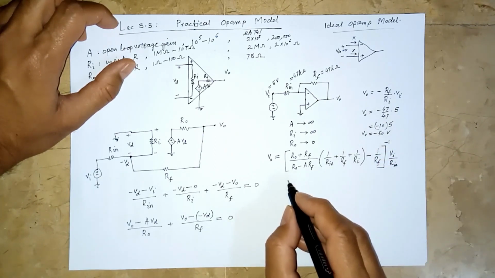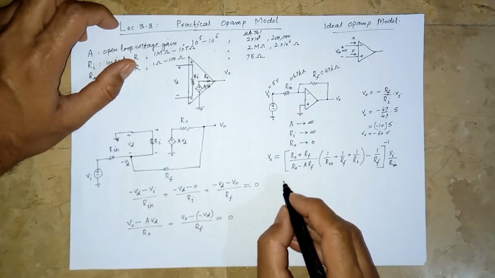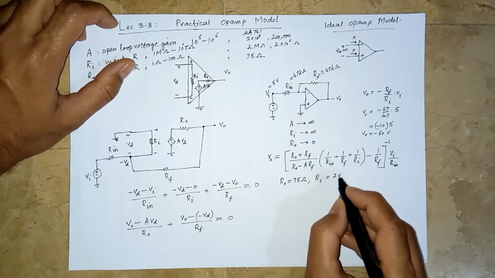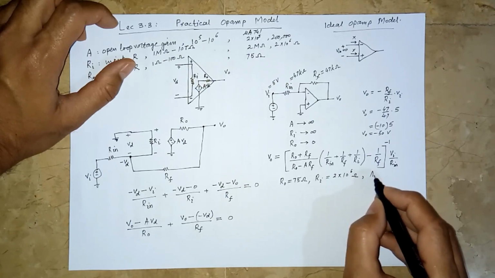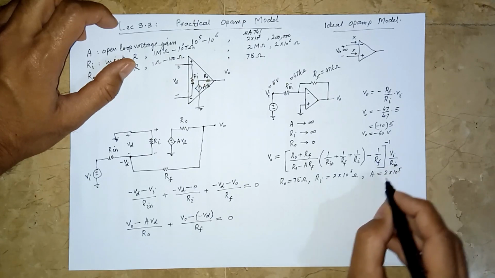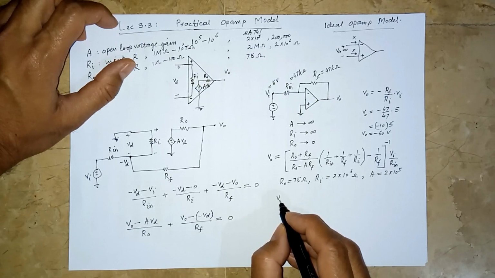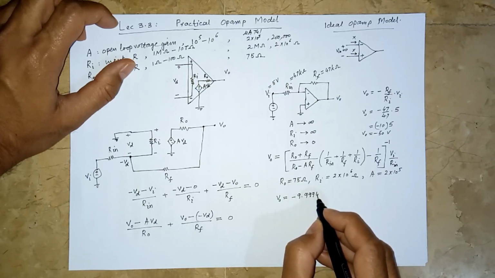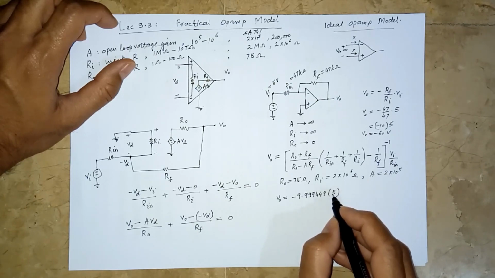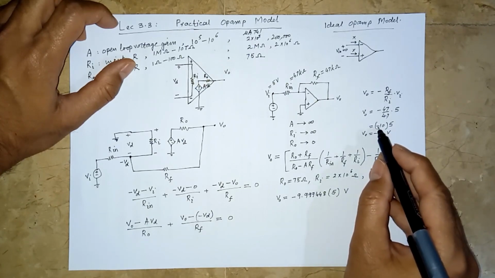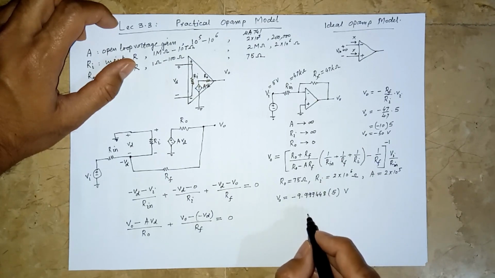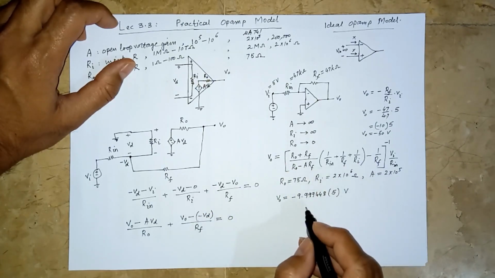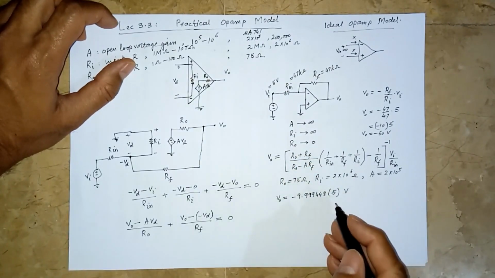But if we take the typical values, for example, for the 741 op-amp, where Ro is equal to 75 ohms, Ri is equal to 2 into 10 raised to power 6 ohms, 2 mega ohms, and A is 2 into 10 raised to power 5, then we can solve this and see that Vo ultimately comes out to be equal to negative 9.999448 into 5. So just look at the gain here of minus 10 and the gain here. You can see that the ideal op-amp model is quite a good approximation of an op-amp, even practical op-amp circuits, and we don't actually need this complicated model to solve the ideal op-amp characteristics.